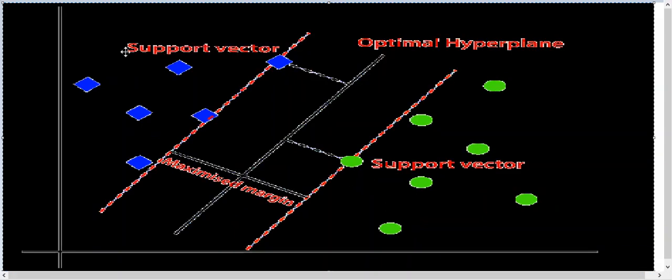In this diagram, this blue line separates the dataset and this green line separates the dataset. So this particular line is called a support vector, and the gap between this line and this line is called the margin, and this line is called the optimal hyperplane, and this portion is also called a support vector. This portion is also called a support vector.